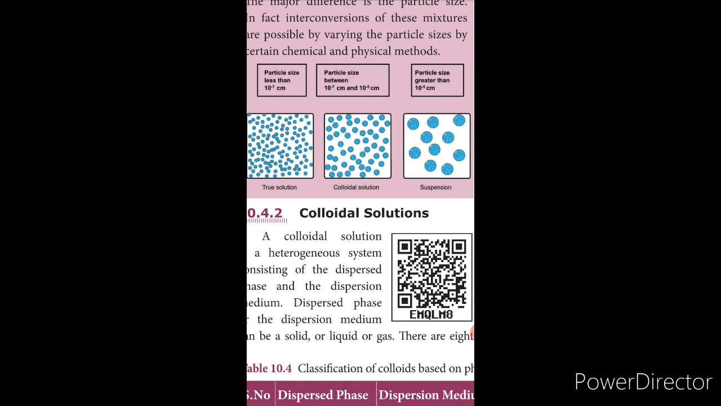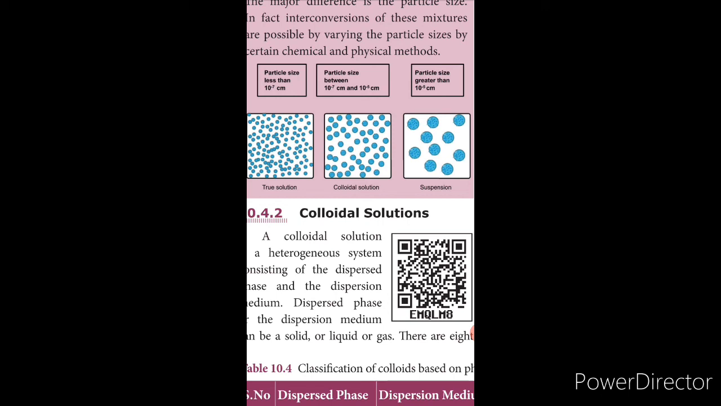The next one is the suspension. Here the particle size is greater than 10 to the power of minus 5 centimeter. It is much greater than the particles in the true solution and the colloidal solution. Now since the particle is bigger, it will form a turbid mixture, and when you allow it to settle down, it will settle at the bottom of the test tube after some time. Example is wheat flour. Wheat flour, we make it into chapati, isn't it?